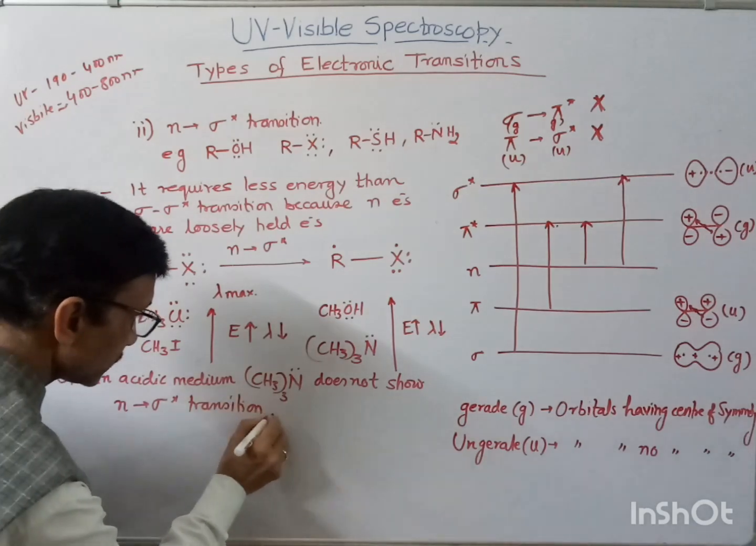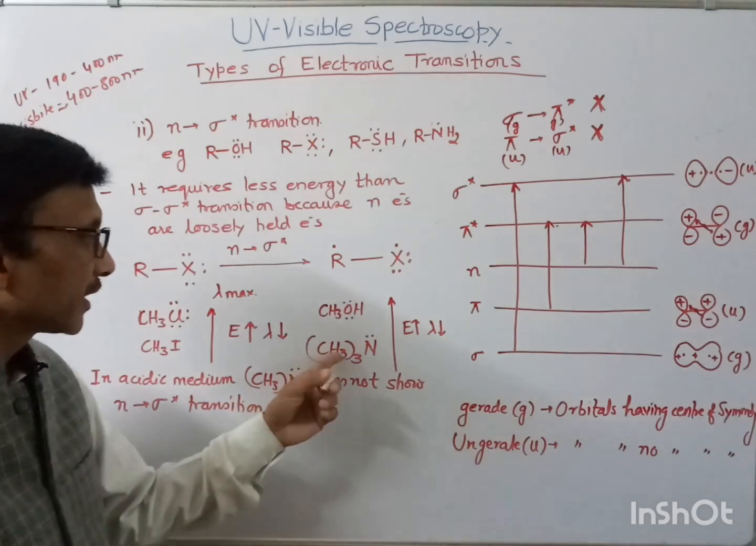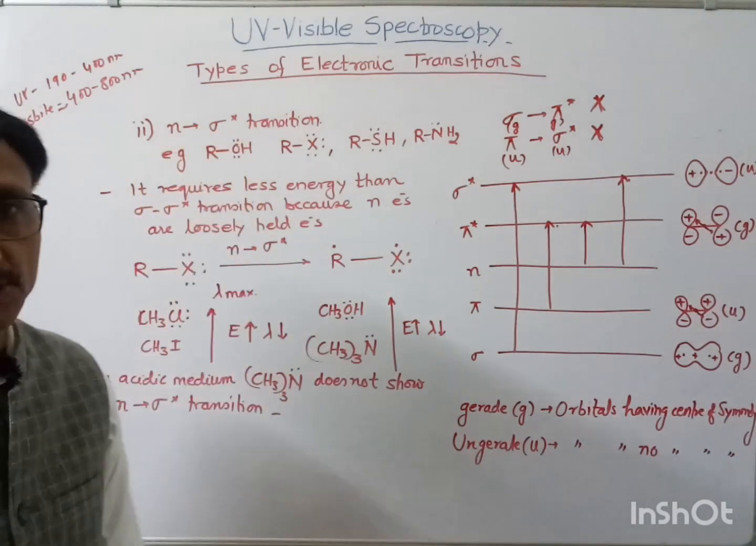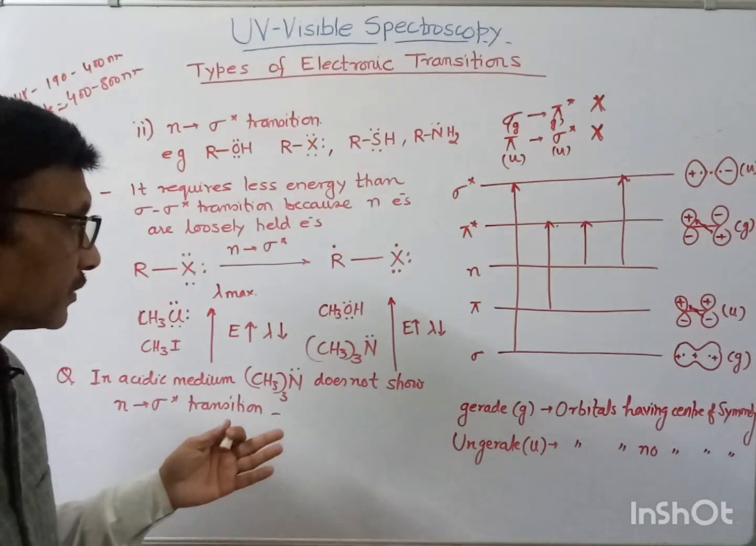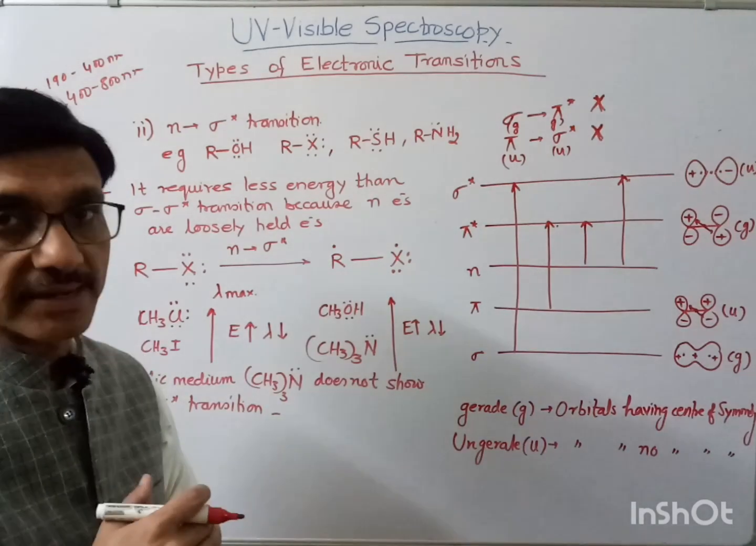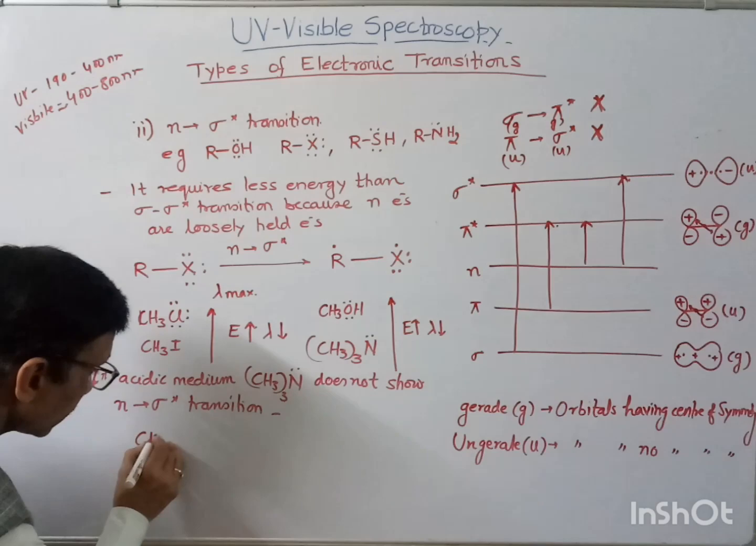So what is the reason? In acidic medium, triethylamine does not show any n to sigma star transition. One of the reasons may be that the n electrons are not available in acidic medium. So we can explain that the n electrons are not available.